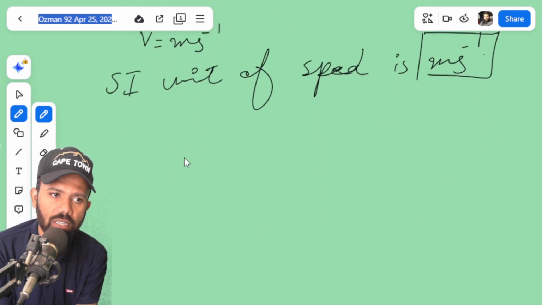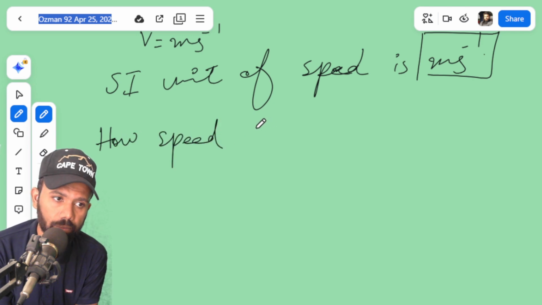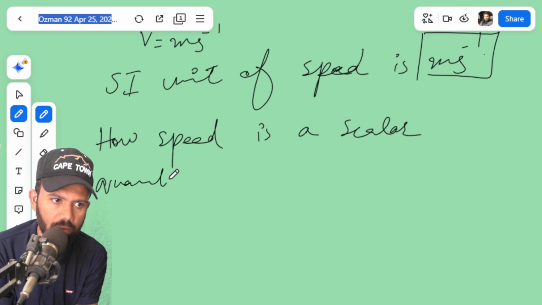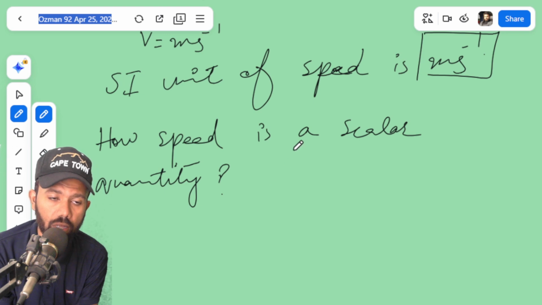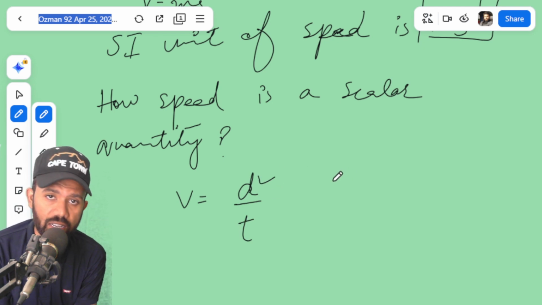And now we discuss how speed is a scalar quantity, which is very important. It's a question. Let's get back to the formula of speed. V is equal to D over t. Remember, D is for distance, and we all know distance is a scalar quantity because distance doesn't have any specific direction.